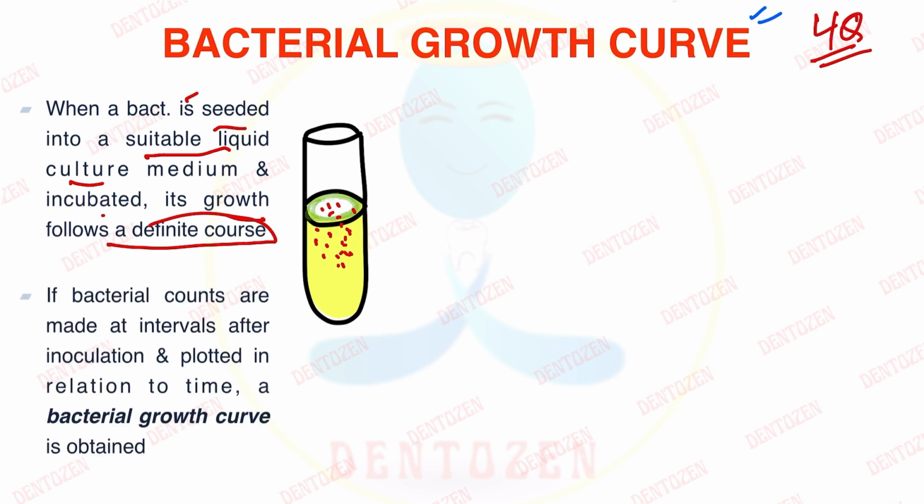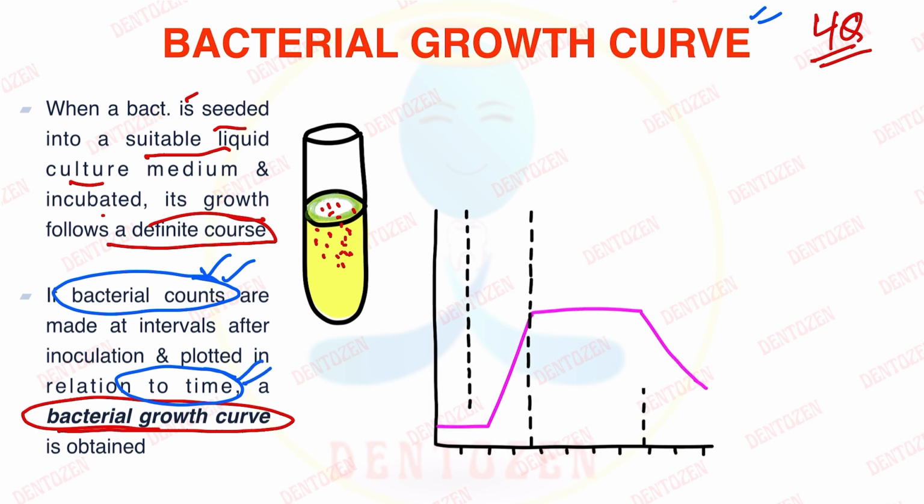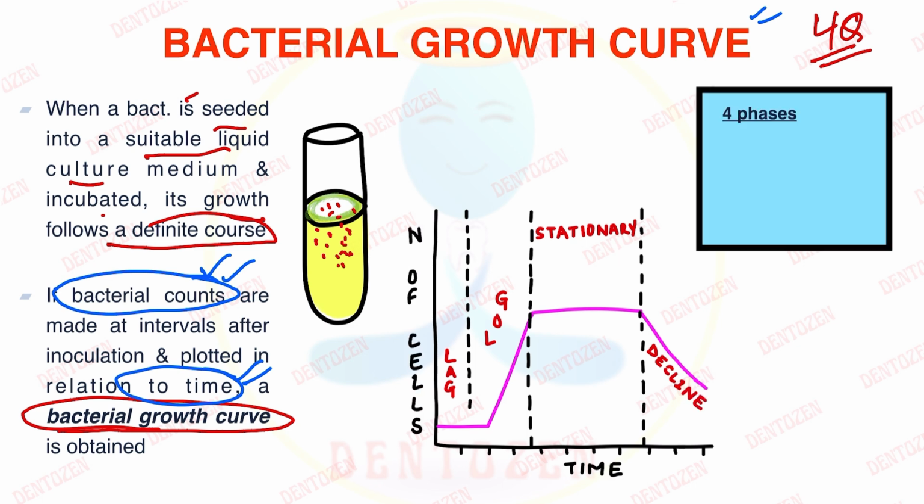So what is bacterial growth curve? It is a curve which is plotted on a graph where we take bacterial count and we take it against the time. So how many bacteria are there as the time is increasing. So let's see what is the shape of this curve. This curve would be like this. So this curve is not a straight curve. As you can see, this curve has four phases. So what are those four phases?